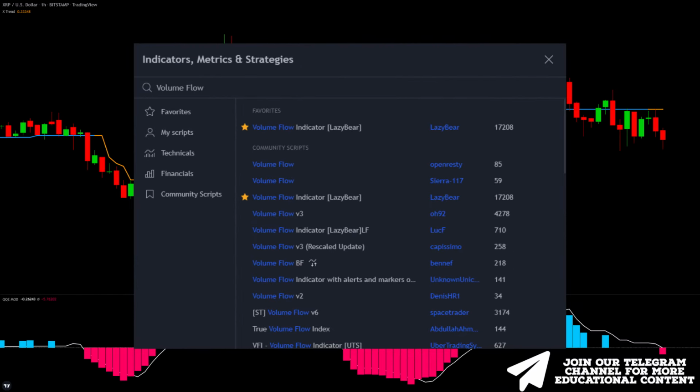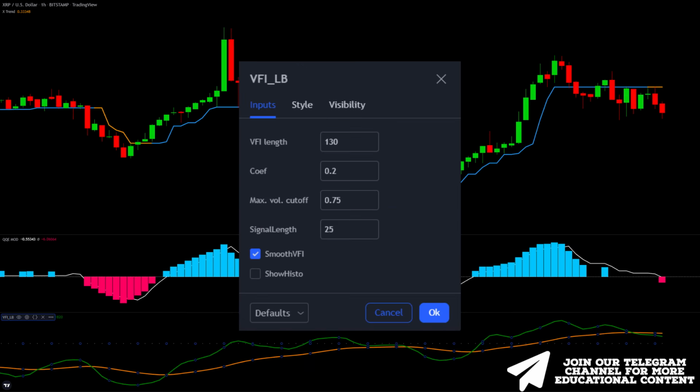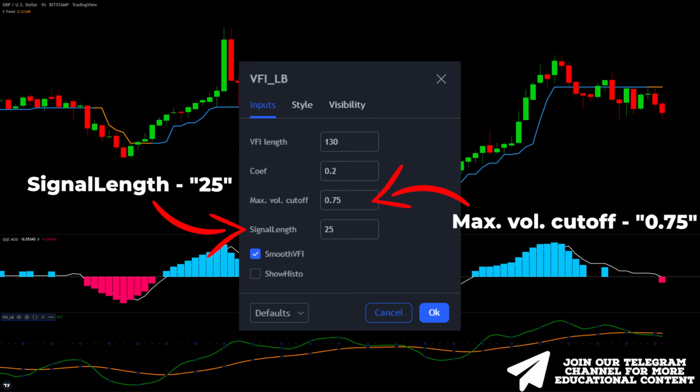Step 3. Open the Indicators tab, type Volume Flow, and click on this one. Next, open the settings, change the signal length to 25, and the max volume cutoff to 0.75. Also, activate Smooth VFI options right here.